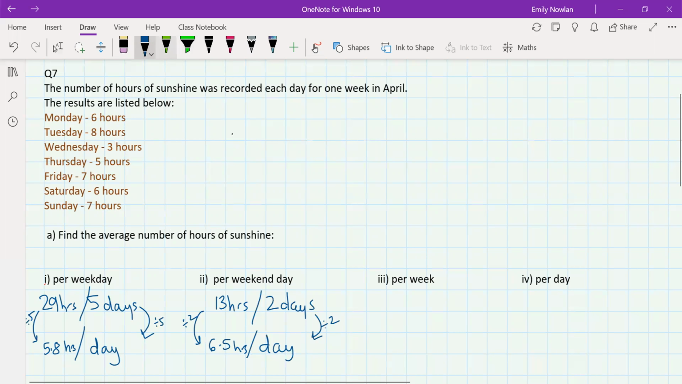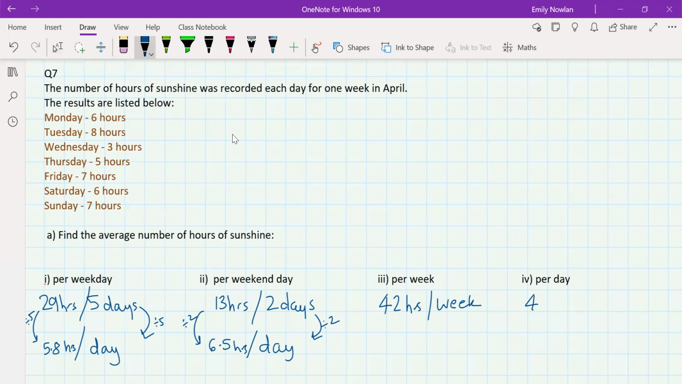What about per week? That involves adding everything up. So 6 plus 8 plus 3 plus 5 plus 7 plus 6 plus 7. Pause it if you want and work it out yourself, but I will just tell you right now, that's 42. Anyway, you should have tried it first. So this is 42 hours per week. Now it's already per one of something, it's 1 week, so that's all we need to do.